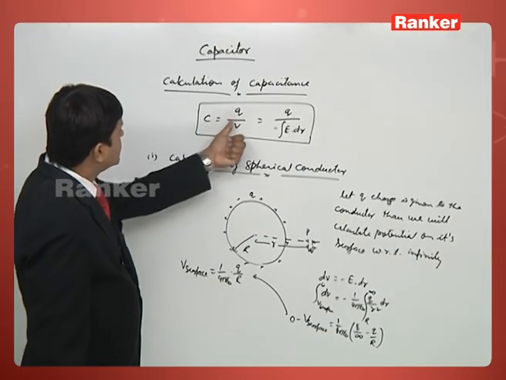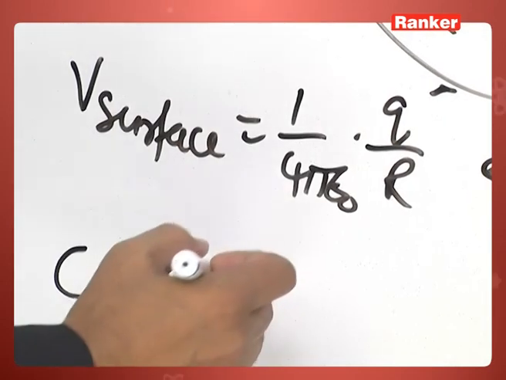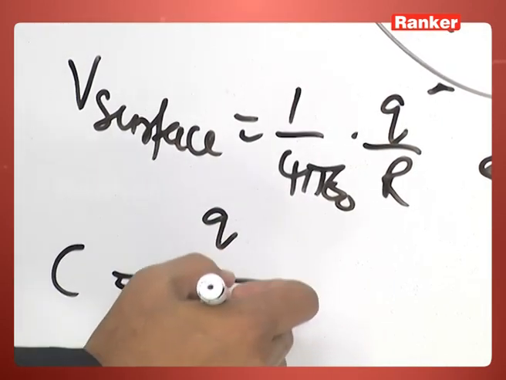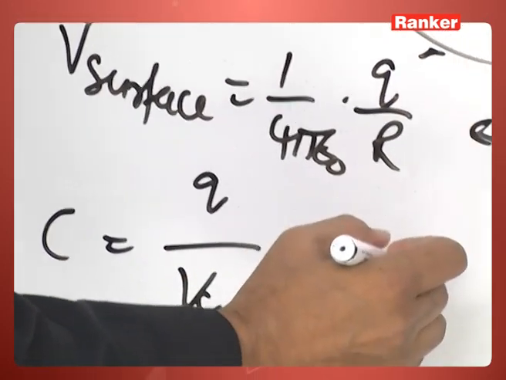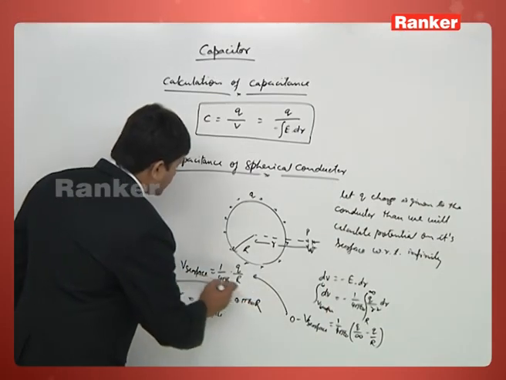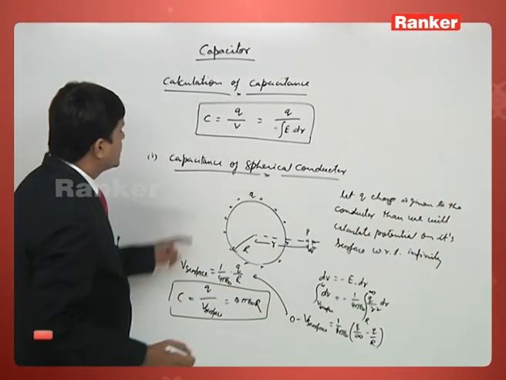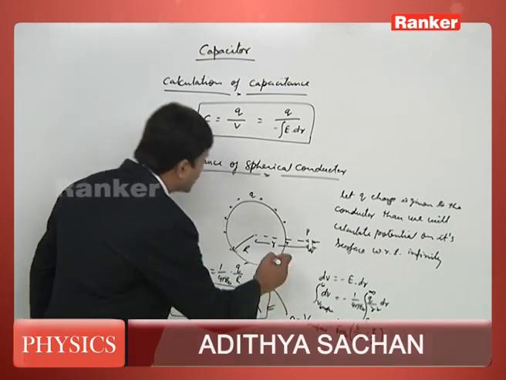According to this result, C can be written as Q by V on surface, so this will be 4 pi epsilon naught R. So the capacitance of a spherical conductor is 4 pi epsilon naught R.